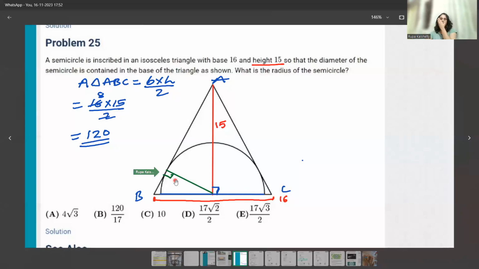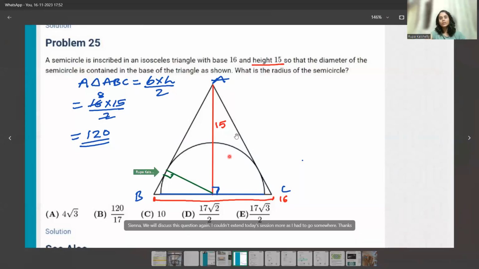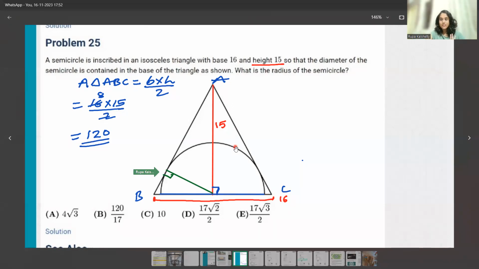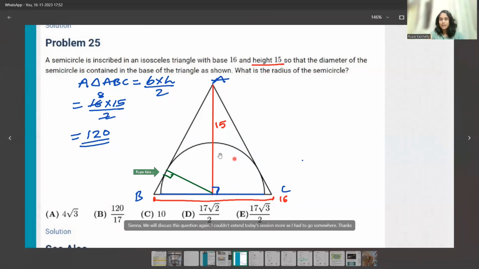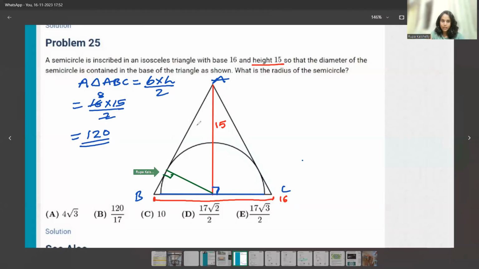Now, we know that the whole triangle area is 120. And as this isosceles triangle is divided into two equal parts, the area of the left is 60 and the area of the right is also 60. Do you both agree? We have divided the area into half. Now, let's mark this point as D here.